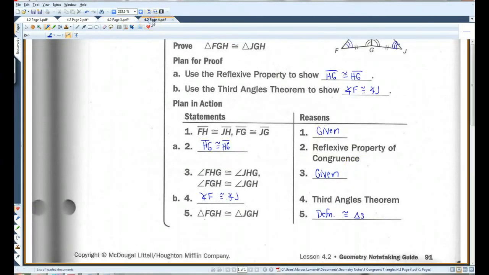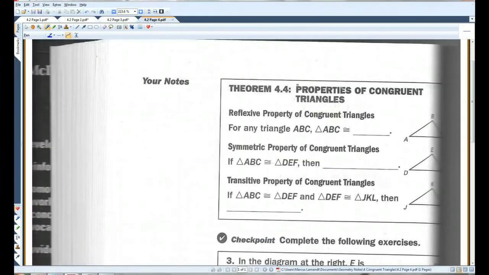All right, last page. Theorem 4.4, properties of congruent triangles. Okay, pretty much the same thing as before. I'm going to draw these out. I apologize, they got cut off. That's C. That's F. And that's an L. Okay, so for any triangle, triangle ABC is congruent to itself.